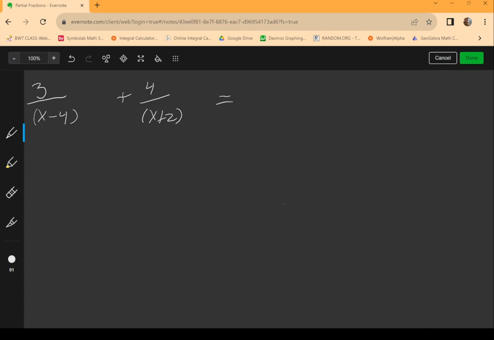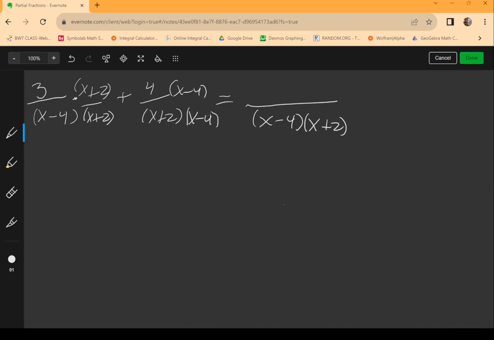So we want a common denominator. The first thing we want to see is, well, these are already factored. So we have two linear factors in the denominator. The common denominator here is going to be just the product of both of those linear factors, x minus 4 times x plus 2. So we multiply this one by x plus 2, since that's the factor that's missing, and this one by x minus 4.